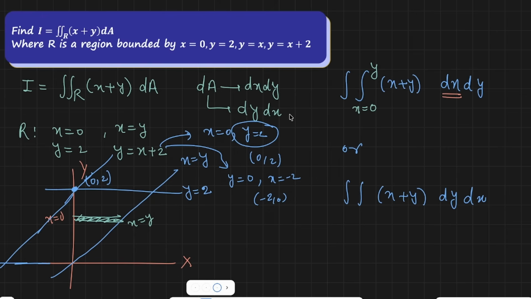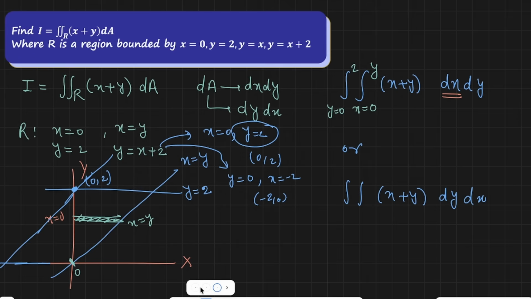Okay, and here this is given 0 to this. Now if I want to find out, you tell me what is the value of the limit of y. So 0 to 2, so the limit of y will be 0 to 2. So this is the dx dy.